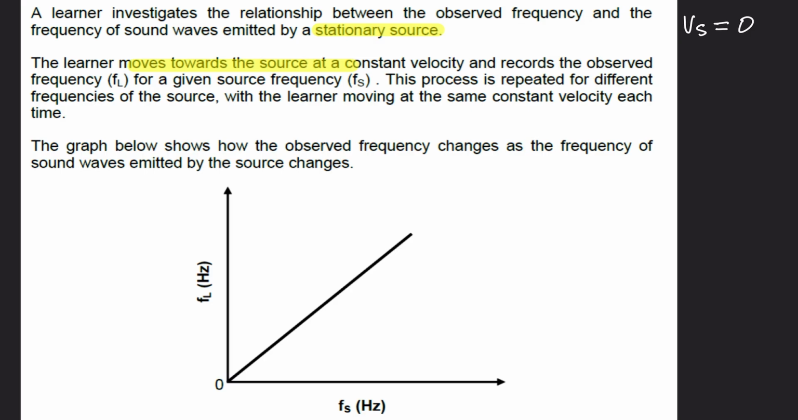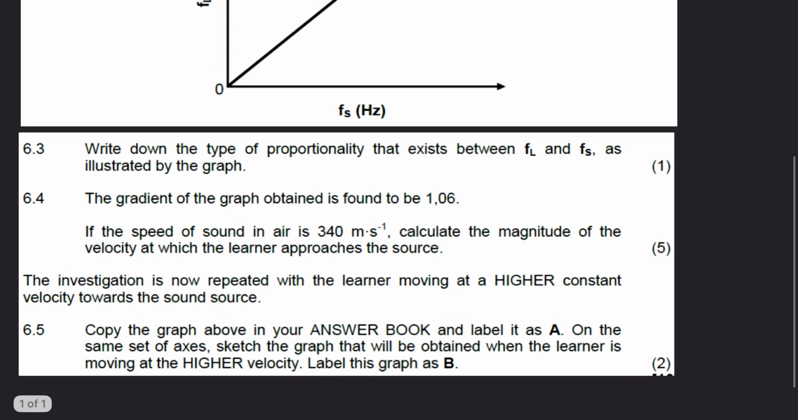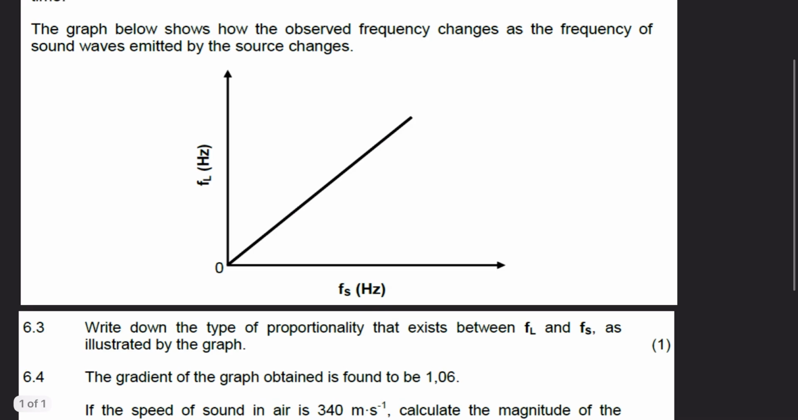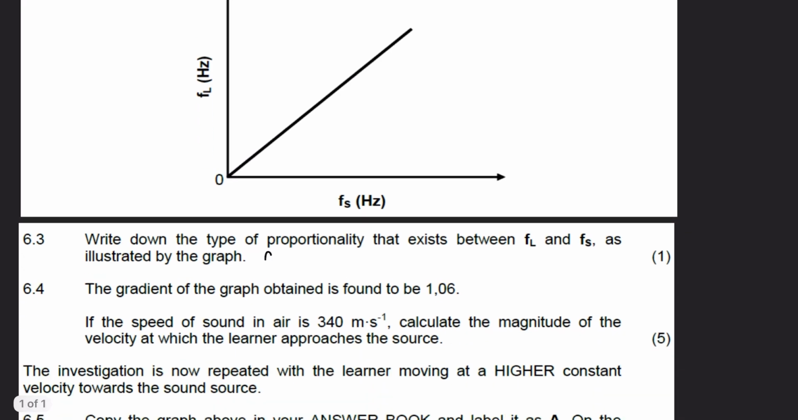source changes. So the first question: write down the type of proportionality that exists between FL and FS as illustrated by this graph. So the type of proportionality shown here is called direct proportionality. In other words, as FS increased, FL also increased.